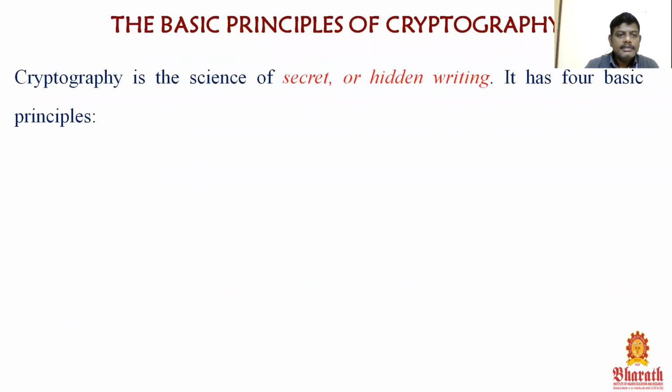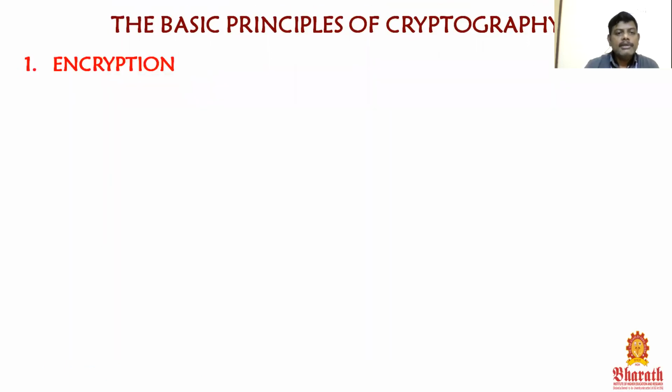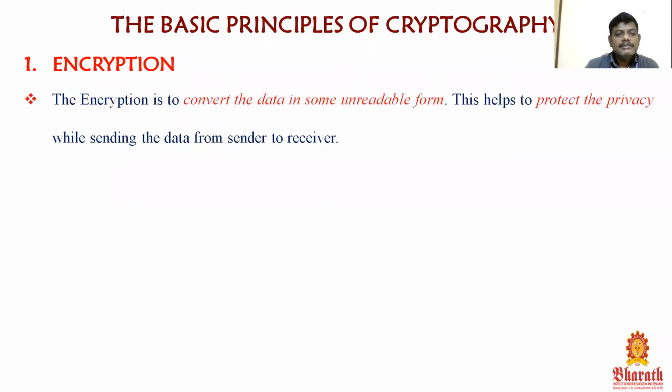Cryptography is a science of secret or hidden writing. It has four principles. First one, encryption. Second one, authentication. Third one, integrity. And fourth one, non-repudiation. We'll see one by one. First one, encryption. Encryption is to convert the data into some unreadable format.